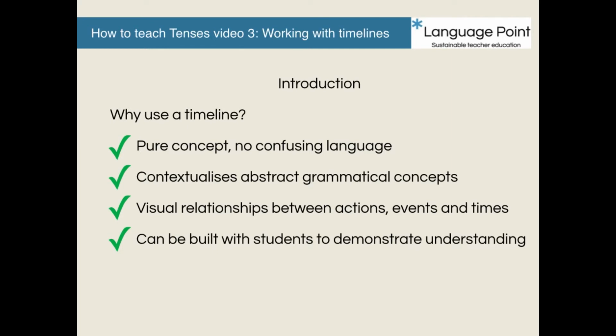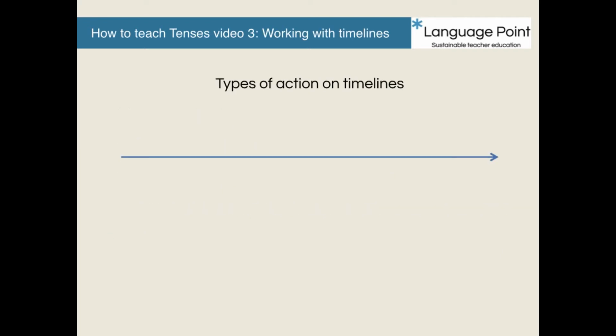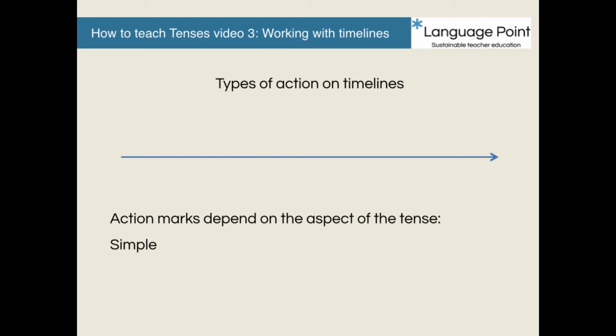So, let's have a look at some timeline examples and the types of action that we can show. So here's an example of time moving forward. We usually show it as an arrow going from left to right. And the action that we display on this line depends on the aspect of the tense that we're teaching. For example, verbs with a simple aspect, a continuous aspect, and a perfect aspect are displayed slightly differently to show students exactly the concept that we mean when we talk about these different aspects.